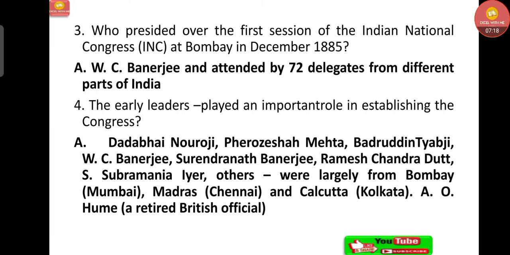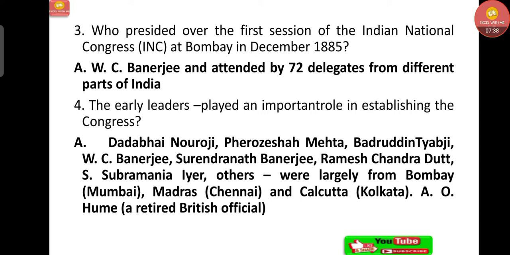Who presided over the first session of the Indian National Congress, INC, at Bombay in December 1885? That was W.C. Banerjee, and it was attended by 72 delegates from different parts of India. The early leaders played an important role in establishing the Congress. Which were the early leaders?